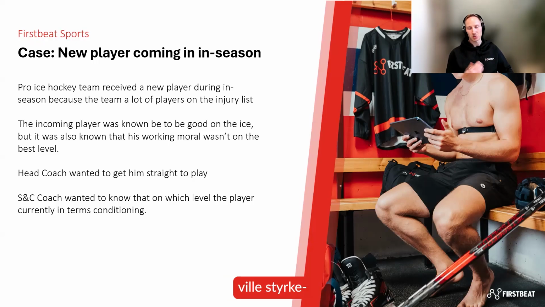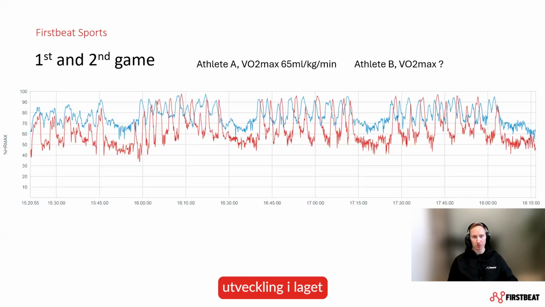And of course, the strength and conditioning coach wanted to know on which level the player is currently in terms of conditioning to make the load progression right for him, and to plan his further progression in the team. The S&C coach started to evaluate the athlete by looking at his game data. He compared the athlete that came in, so we are talking about him as athlete B in this webinar, to athlete A, whom he knew was in good shape.